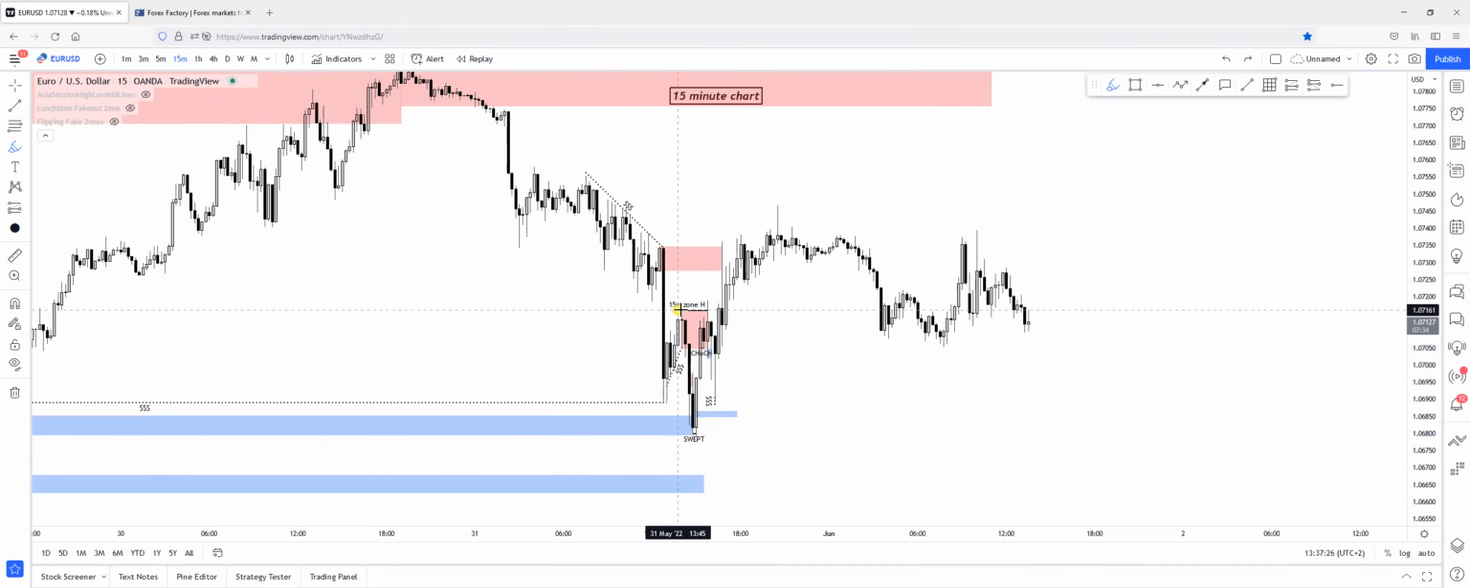After this, it changed character here on the 15-minute chart, as you can see, and could mitigate the zone right here that I just explained for you in the recap video.